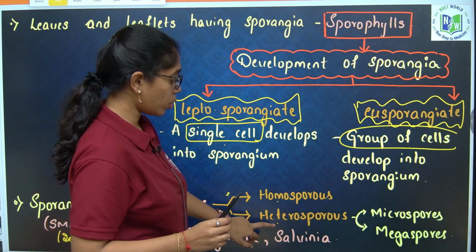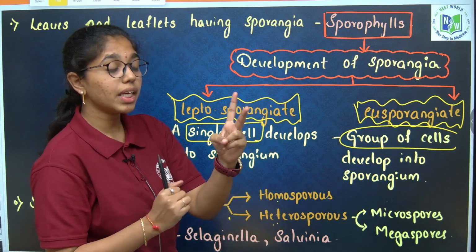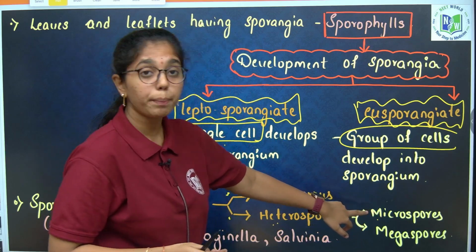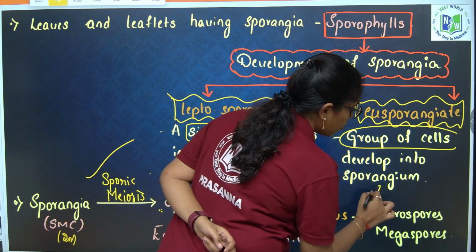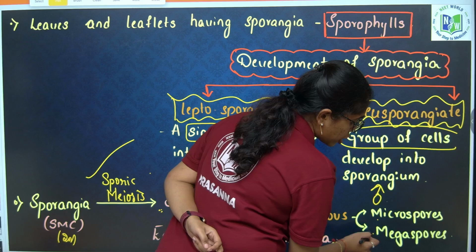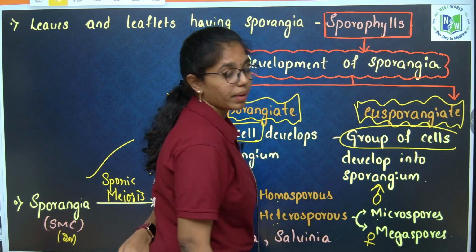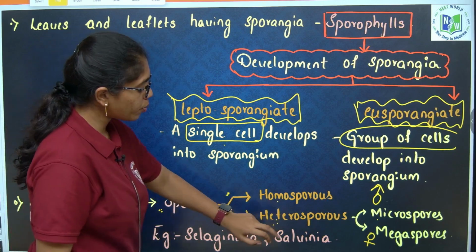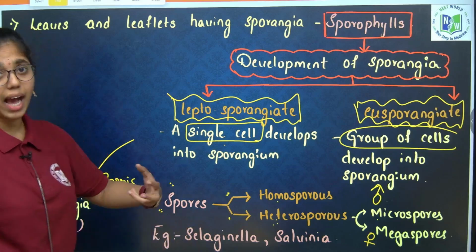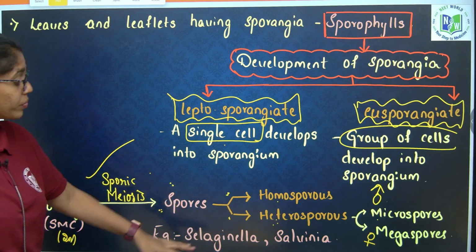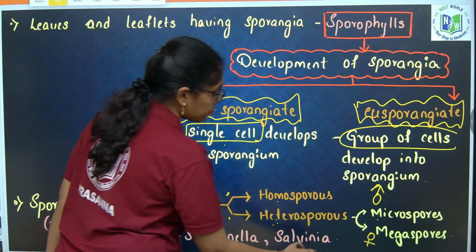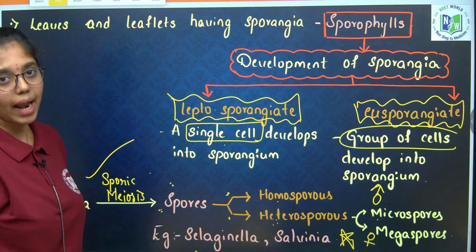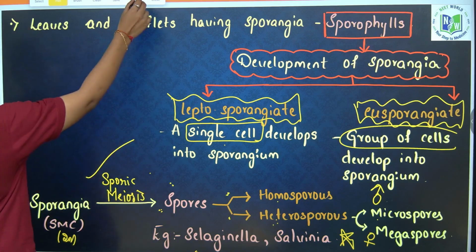In the heterosporous condition, you will see two types of spores. Microspores develop into male gametophyte and megaspores develop into female gametophytic structures. Clear? This heterosporous condition you will see in Marsilea, Azolla, Selaginella and Salvinia. As far as our NCERT examples are concerned, you remember these two. What are they? Selaginella and Salvinia. Clear? Next.